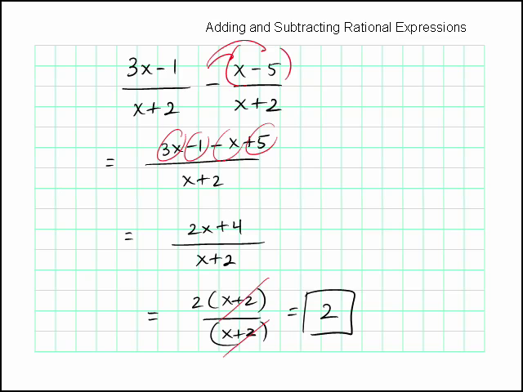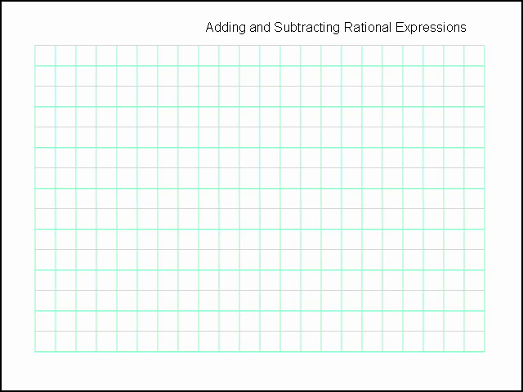Let's look at one now where we don't have a common denominator. Suppose I had to add the fraction 7 over 15 plus 5 over 12. I would need a common denominator, the least common denominator. That's what LCD stands for, least common denominator.